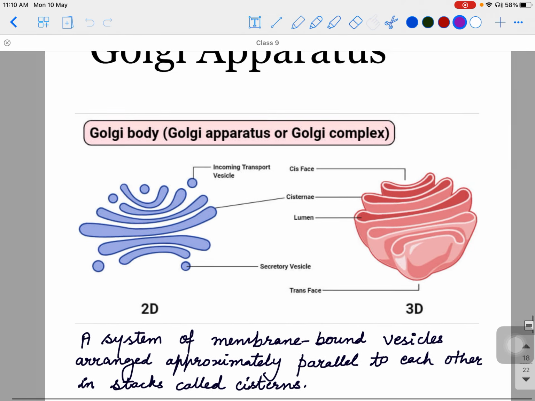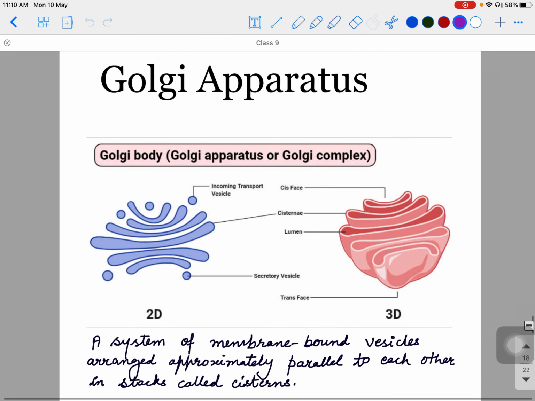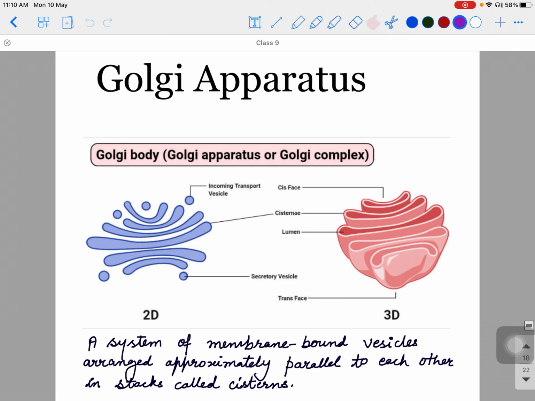According to NCERT, Golgi apparatus structure can be defined as a system of membrane-bound vesicles arranged approximately parallel to each other in stacks called cisternae. So here you can see these structures that are approximately parallel to each other, and these structures are called cisternae. And these are membrane bound. These elongated tube-like structures are called cisternae.